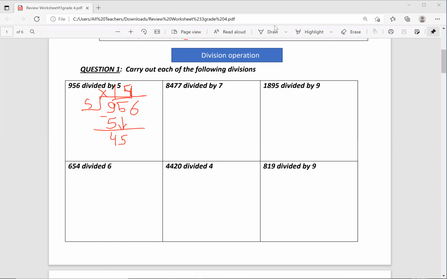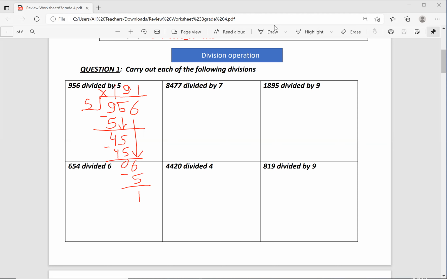So 5 times 9, sorry, I'm just going to correct it. This is 9. 5 times 9, it's 45. 45 minus 45 is 0, and now you bring down the 6. 5 times 1, it's 5. 6 minus 5, it's 1. And that's it, okay? What I always advise you is to solve the others on your own and just check the answers in the solution worksheet, which is found on your Padlet.